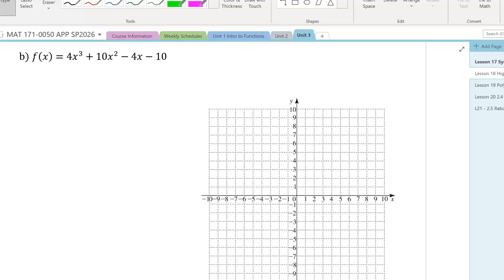However, when we go to find the x-intercepts, it's going to take a little more work because we're going to have to find the zeros of this polynomial, which will require us to solve this equation. All right, so let's start by identifying the end behavior.